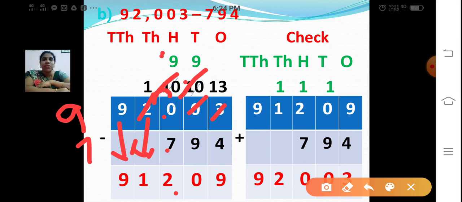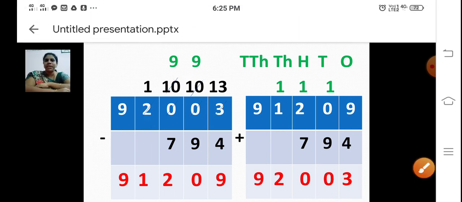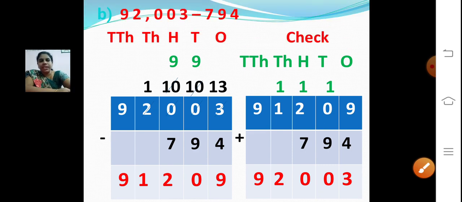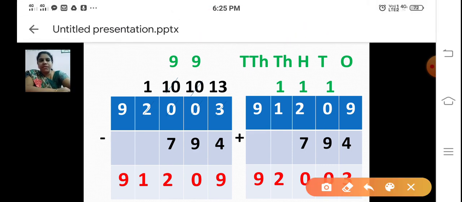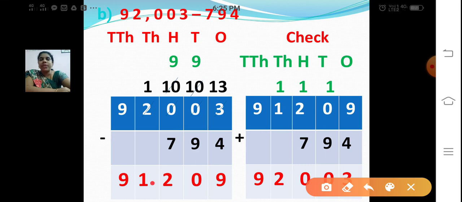After doing the subtraction, what do we have to do? Now we are going to check the answer. Shall we check the answer now? Yes. How will you check the answer? Tell me. So now we are going to add the difference, 91,209, plus 794. Shall we add these two numbers now? Addition. We are going to do addition.